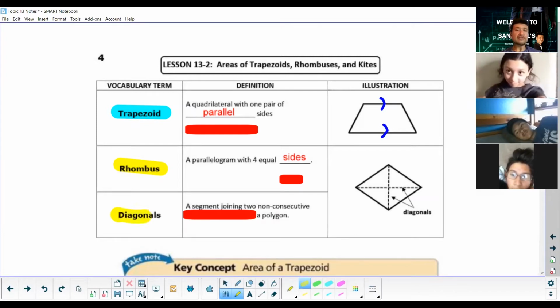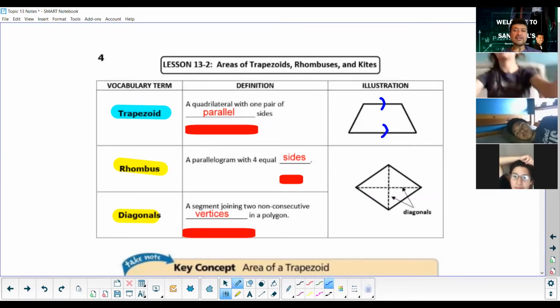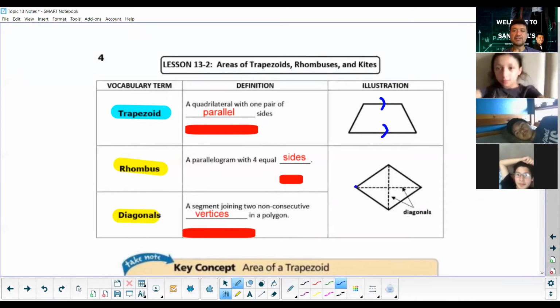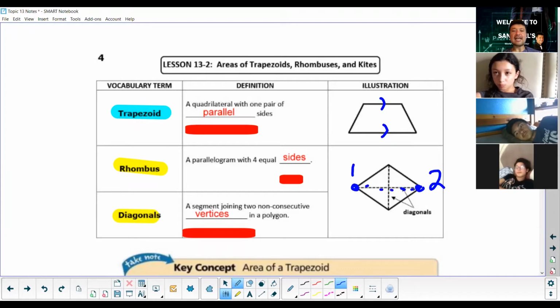Max, why don't you go ahead and read diagonals? A segment joining two non-consecutive lines. I'm not sure if I guessed that right. Non-consecutive vertices. Yeah, let me clarify this. You see this vertex? You see that vertex? Those are consecutive. That means they go one after the other. So we want something to be non-consecutive. There's an example of non-consecutive. You see how there's a diagonal right here? So it's a segment that joins two non-consecutive vertices.